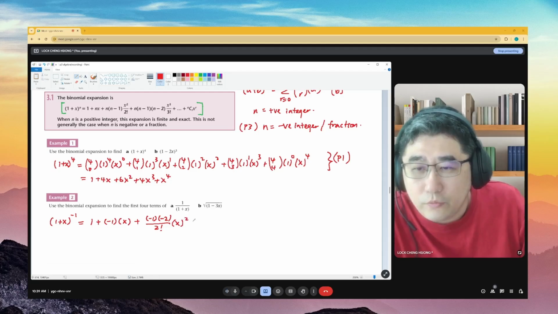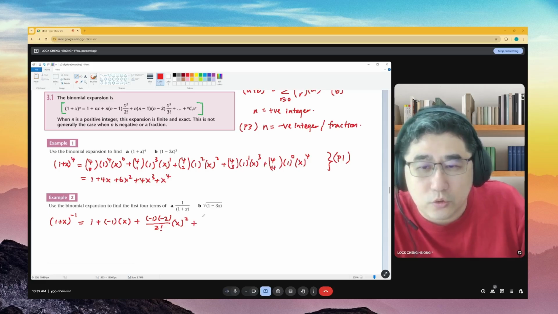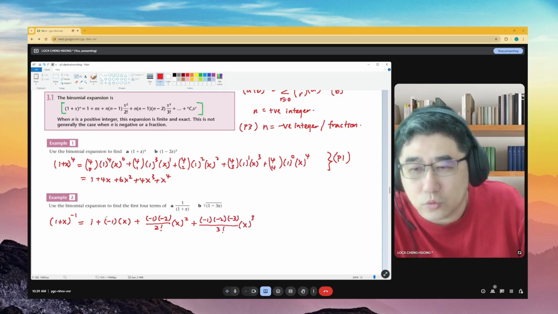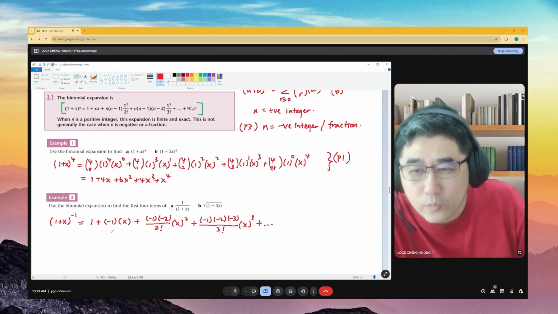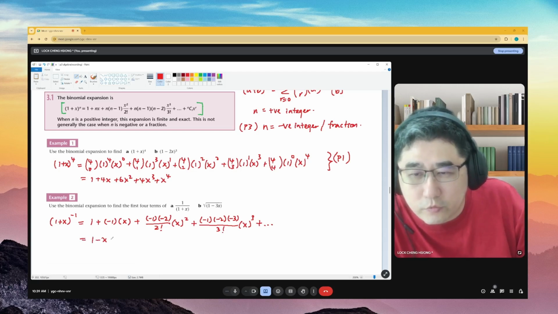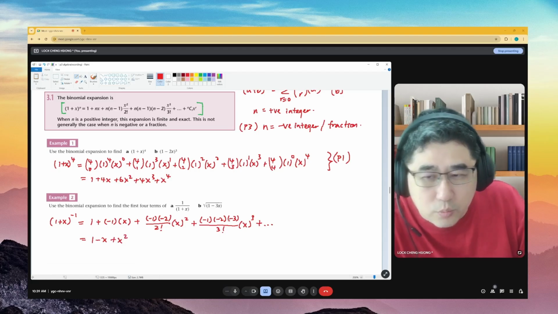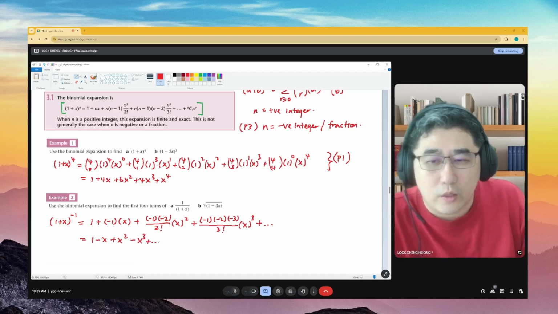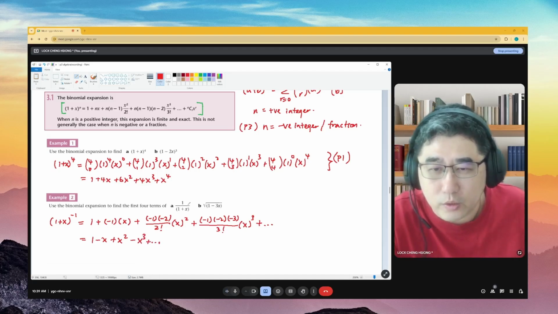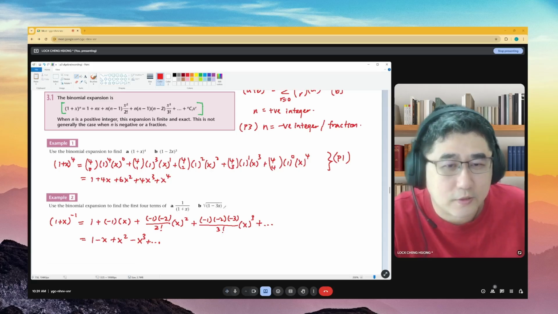Then they want the first 4 terms: the first term, the second term, the third term. So we continue with (-1)(-2)(-3)/3! x^3. That is 4 terms, plus dot dot dot at the back. Then we simplify: 1 - x + x^2 - x^3 + ... as the answer. That will be my expansion for 1 over 1 + x.